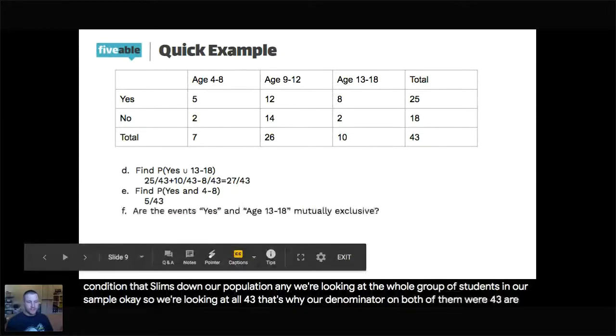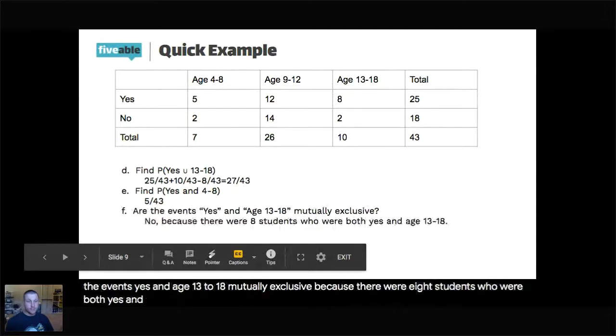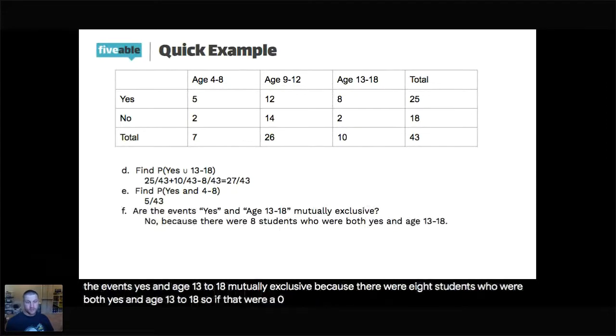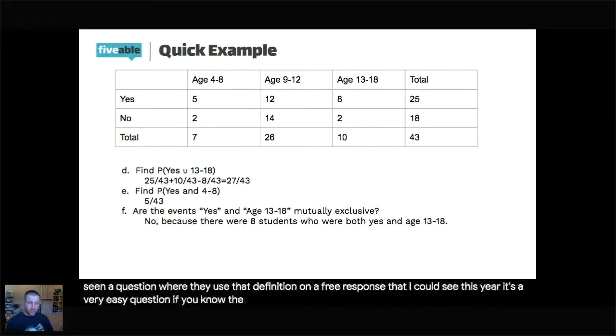Are the events yes and age 13 to 18 mutually exclusive? No, because there were 8 students who were both yes and age 13 to 18. So if that were a 0 there, they would be mutually exclusive. I've never seen a question where they use that definition on a free response, but I could see this year. It's a very easy question if you know the definition.